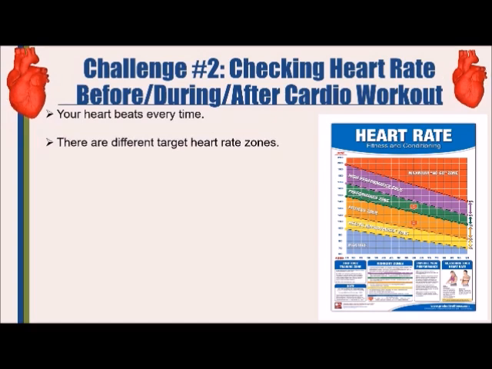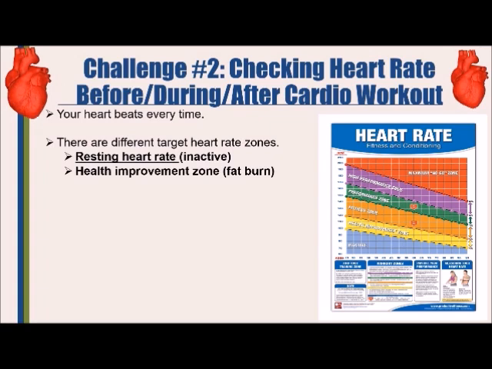Now, there are different target heart rate zones that I would like you to learn today. There's a lot of target heart rate zones, but only some of them are very specific that I would like you to learn today. And those are actually underlined. For example, resting heart rate. Your resting heart rate is a target heart rate zone, which means that you are inactive, that you're not doing any type of physical activity. For example, if you're just sitting down or laying down in bed.